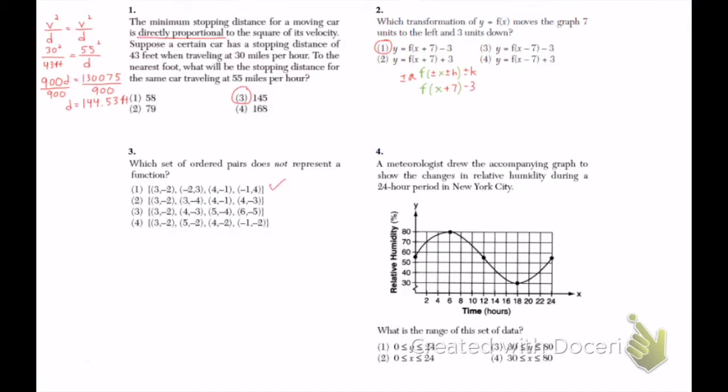Let's look at choice number 2. We get (3, -2), (3, -4). Oh, so we have 3 repeated twice. So let's circle 3. So 3 is repeated twice.